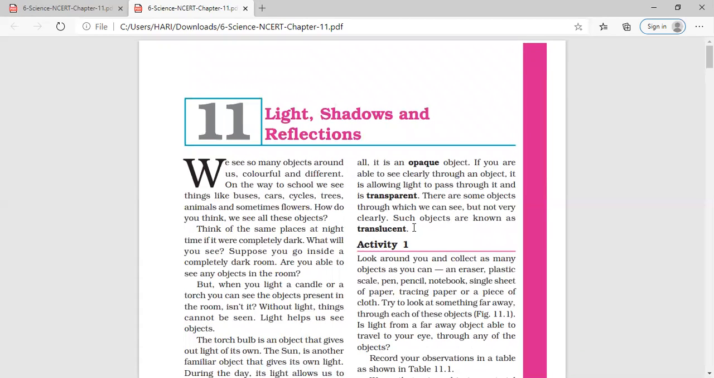On the basis of transparency, objects can be divided into three groups: transparent, translucent, and opaque. What are transparent objects? An object that allows the light to pass through it, or an object through which we can see very clearly, is called a transparent object. For example, air. Air is transparent. Clean water. These are examples of transparent objects. You can see a distant building or a distant tree through air.